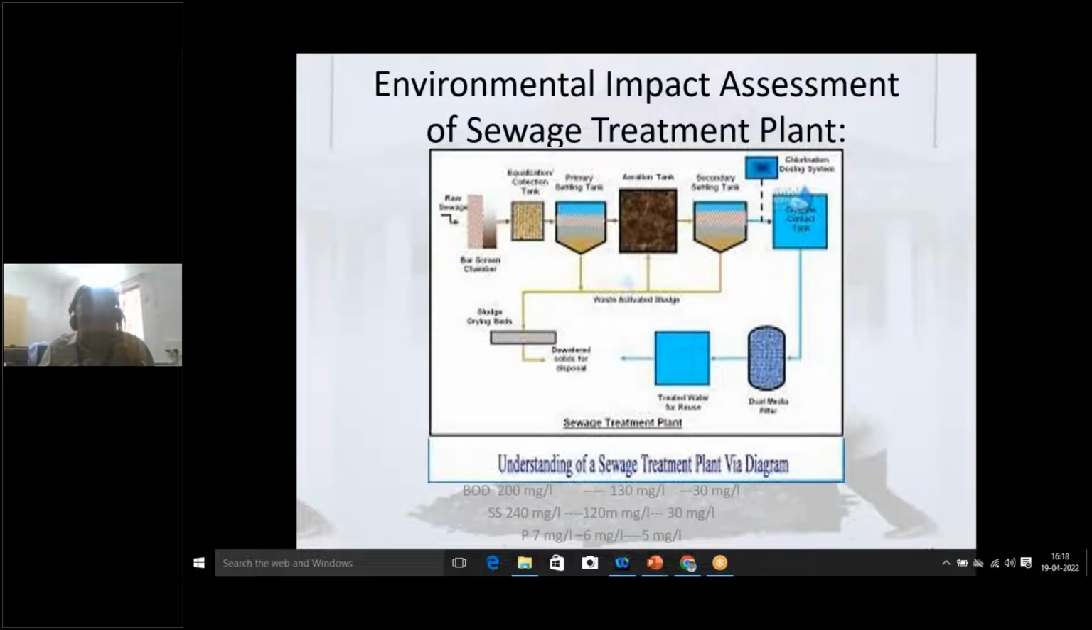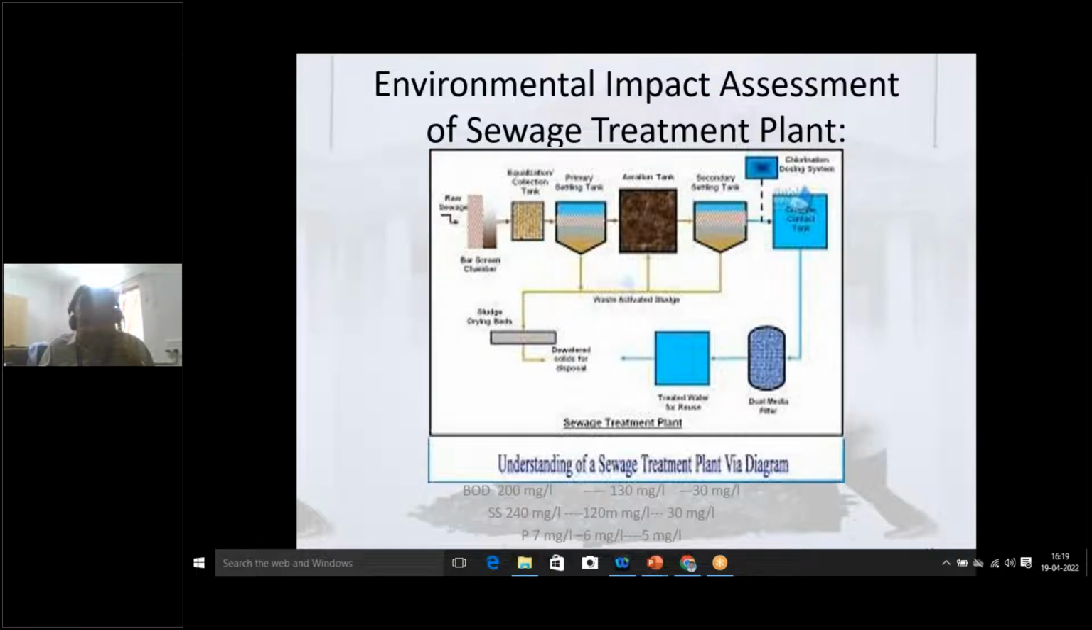BOD incoming is 200 mg per liter, and it is reduced in secondary treatment systems from 130 to 30 mg per liter. In our country, India, there is no nitrification, denitrification, and phosphorus removal process. So 30 mg per liter is nearly 4,000 to 5,000 times the permissible limit of 0.005 mg per liter. So you can note this particular slide: no nitrogen and no phosphorus removal in most of our Indian sewage treatment plants.